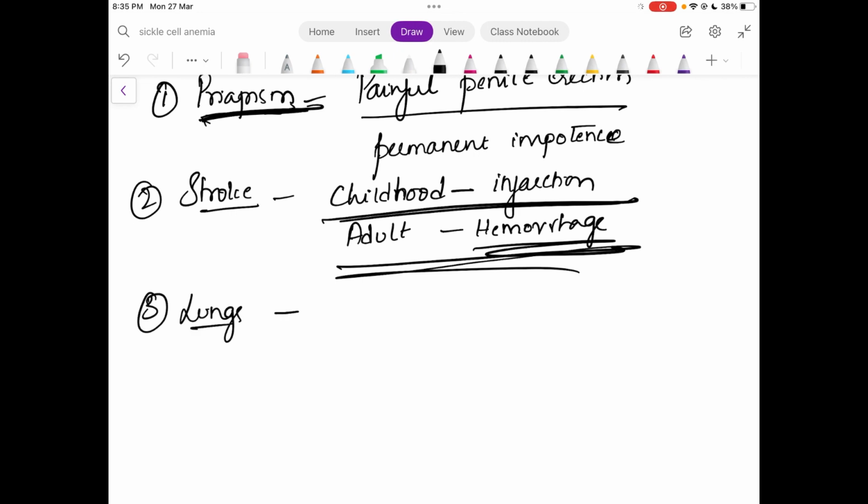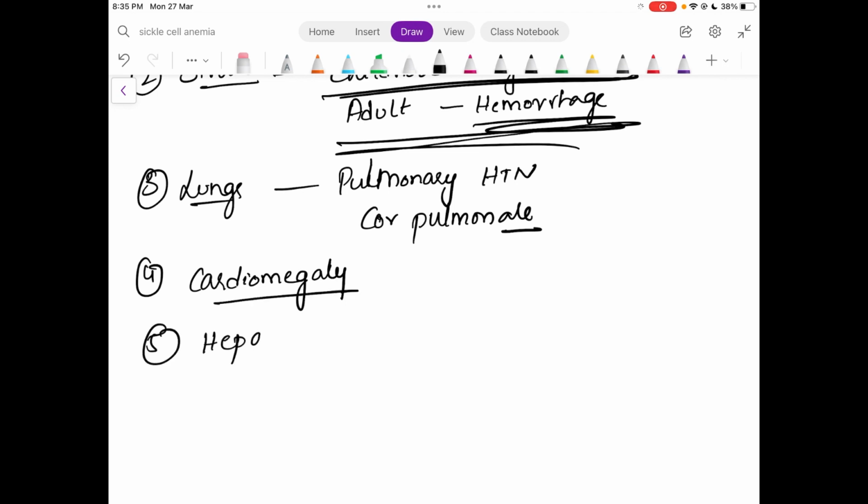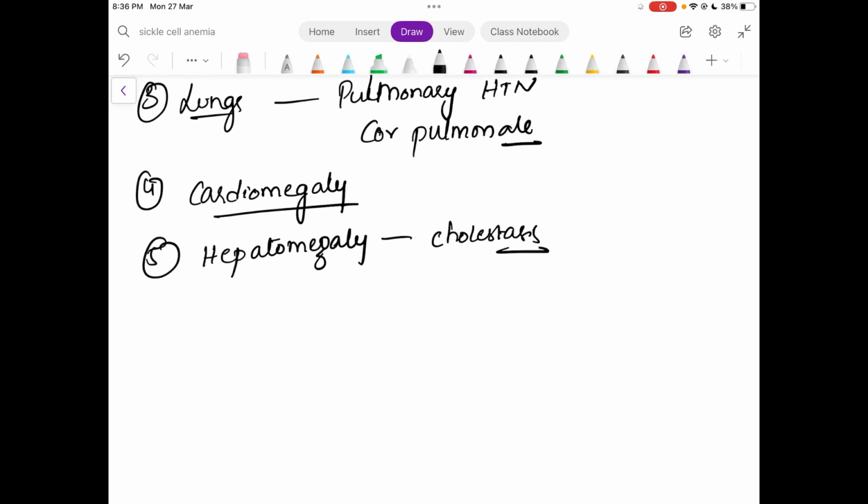Lungs are also affected. Patient will have pulmonary hypertension, and patient will have cor pulmonale. These are the two conditions which are seen in lungs. Patient will have cardiomegaly. Patient will have hepatomegaly. It is due to cholestasis. This cholestasis can be intravascular and extravascular.